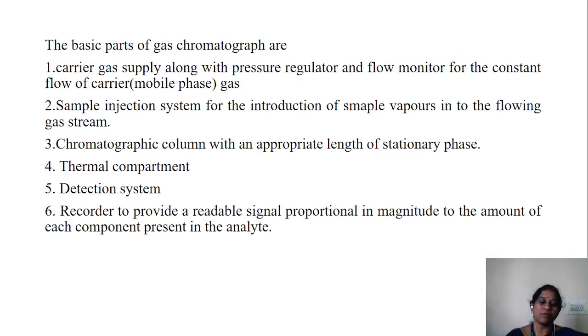The basic parts of a gas chromatograph are a carrier gas supply along with the pressure regulator and a flow monitor for the constant flow of carrier gas, a sample injection system for the introduction of sample vapors into the flowing gas stream, a chromatographic column with an appropriate length of stationary phase, and a thermal compartment to maintain the temperature of the column, a detection system to detect the various components which elute from the column, and a recorder to provide a readable signal which is proportional in magnitude to the amount of each component present in the analyte.